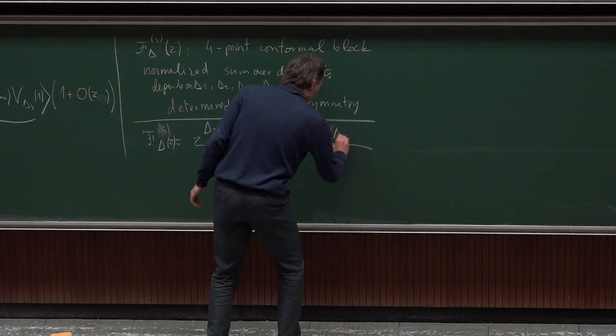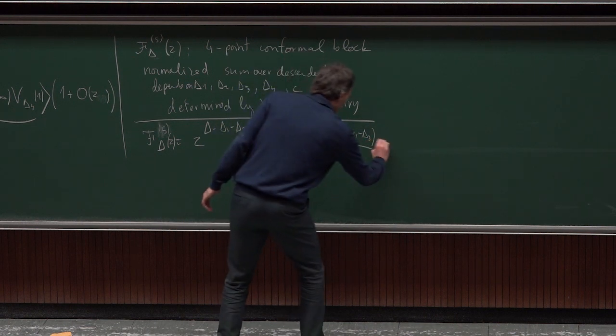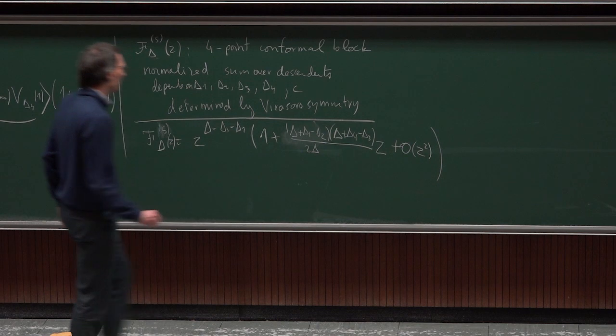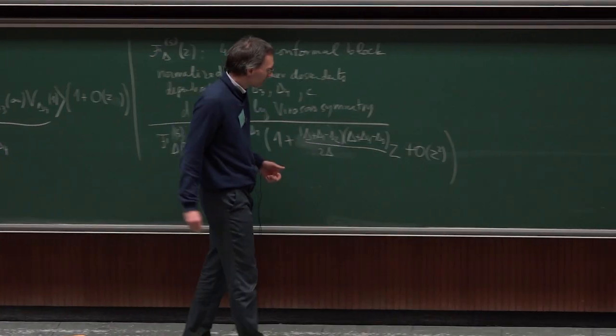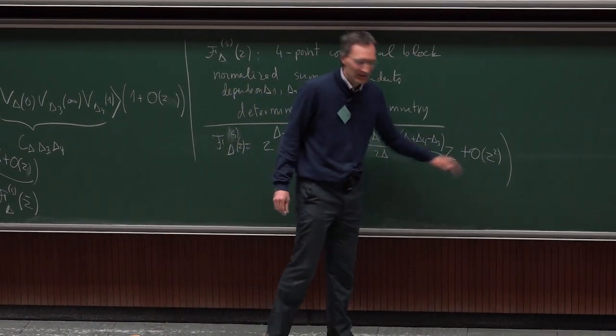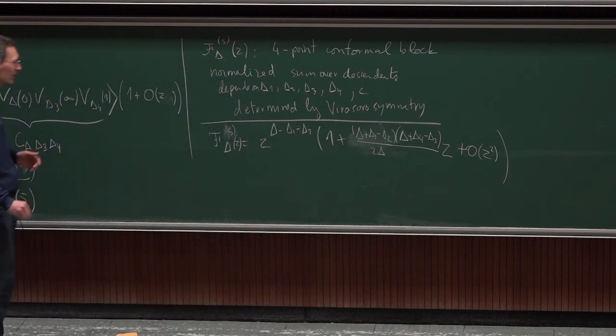And then you have delta plus delta 4 minus delta 3 times z, plus order z squared. Again, it's an exercise to compute this first term. The first term actually doesn't depend on the central charge, but the second term already depends on the central charge. Okay, so are there questions on conformal blocks?